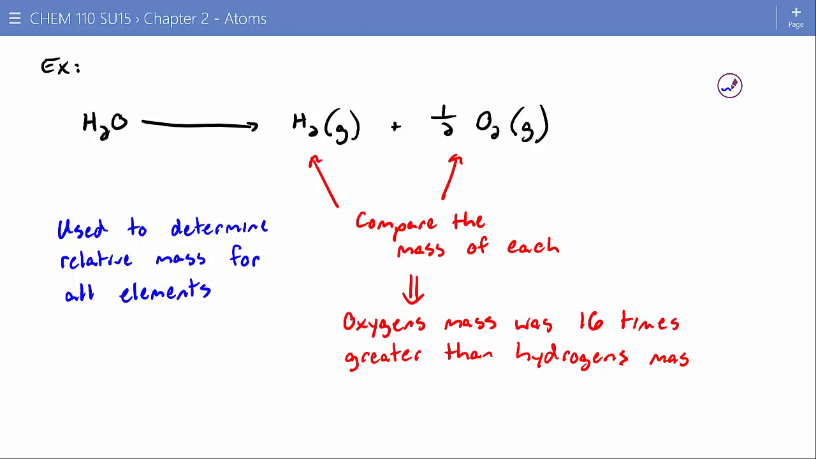Which is pretty handy. You would anticipate, well, we're only getting half of an oxygen out. It should weigh less, but in this case, oxygen atoms just weigh a lot more than hydrogen atoms. So even though we're producing half as much oxygen as hydrogen, that half amount is 16 times heavier than the full amount of hydrogen. All right.